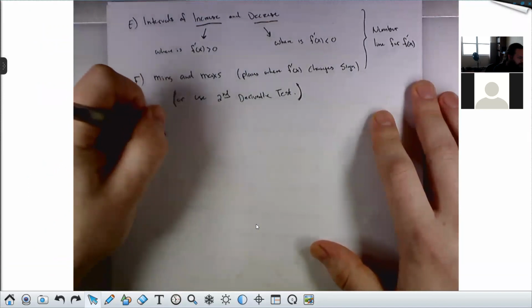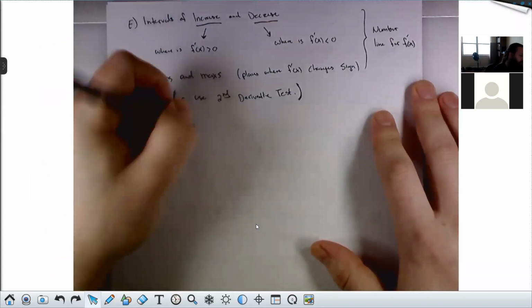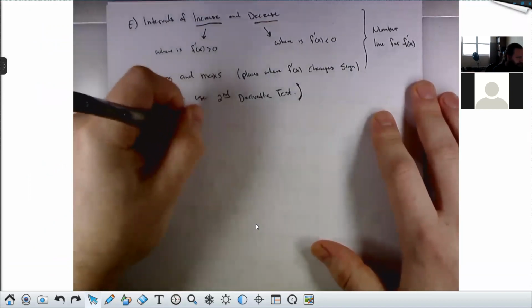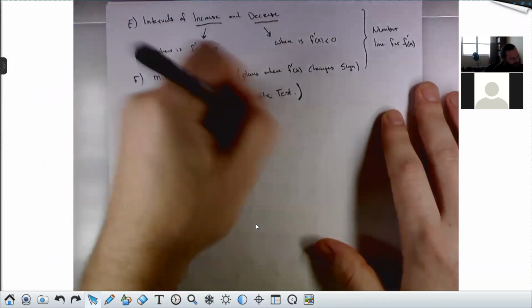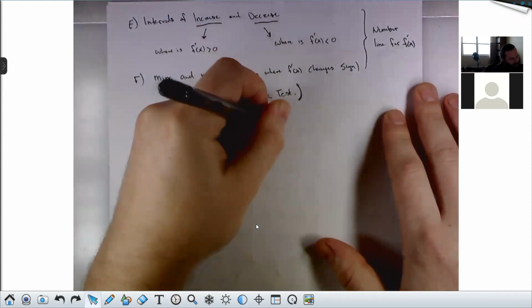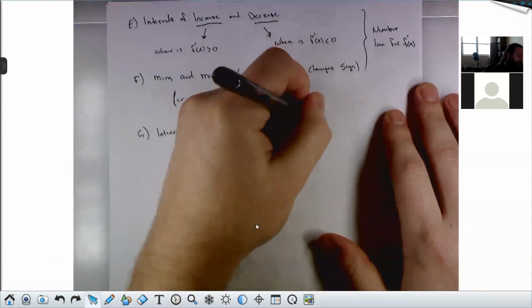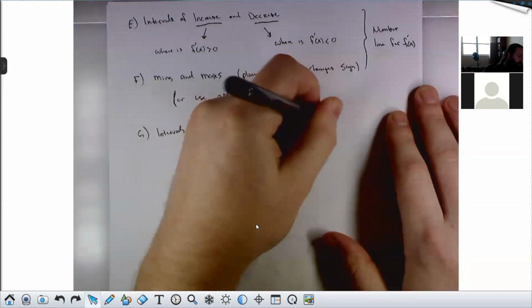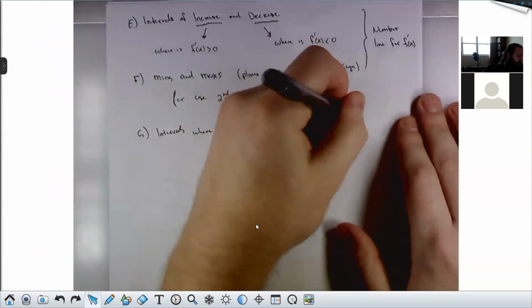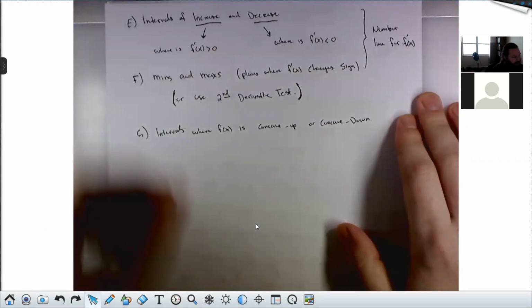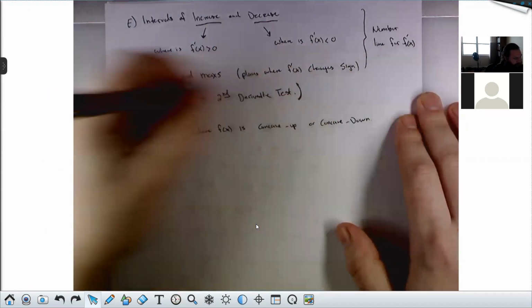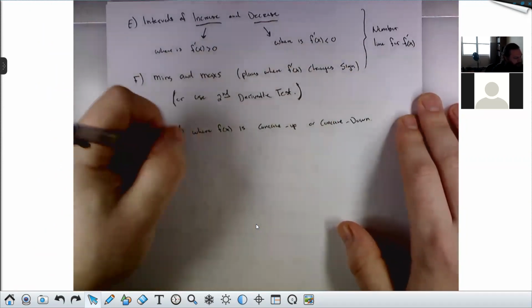So intervals where f of x is concave up or concave down. And that's really it. This all comes from the number line for f double prime.